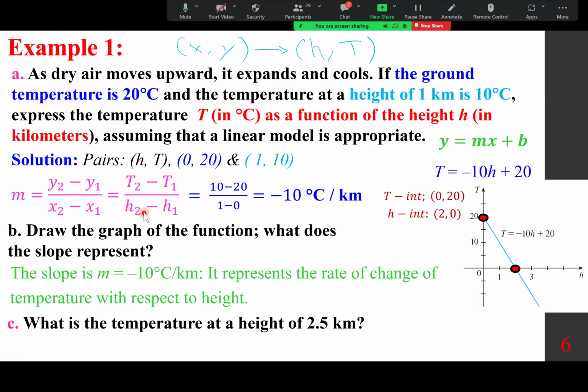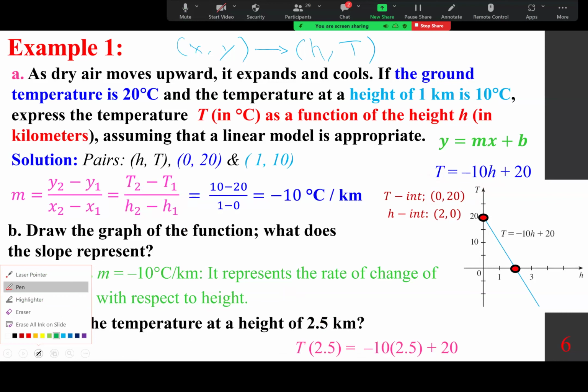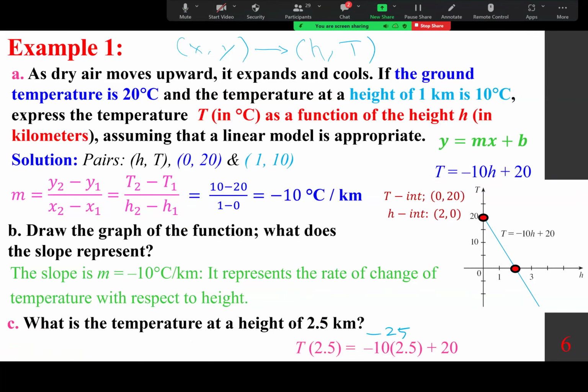What is the temperature at a height of 2.5 kilometers? Here's the formula. Replace the h with 2.5. So negative 10 times 2.5, negative 25, plus 20 is negative 5 degrees Celsius.